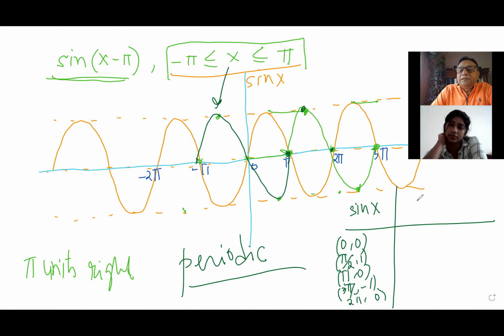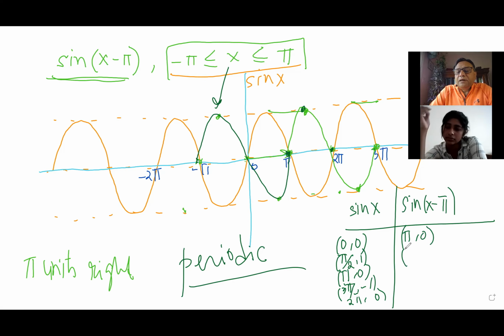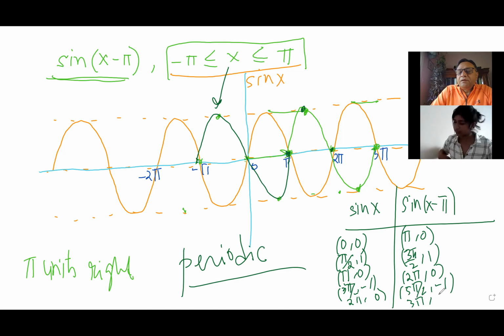Now, when you do this on sine of x minus pi, that could be a part of the question. What will be the transformed points? It is only shifting right. Therefore, the x values will be added up by pi, right? So we get 0, pi, and then you get 3 pi by 2. Pi could be thought of as 2 pi by 2, right? Yeah. Pi by 2. So it's easy to calculate, right? 3 pi by 2, 1, correct? 2 pi, 0, and then 5 pi by 2, minus 1 and 3 pi, 0, correct?